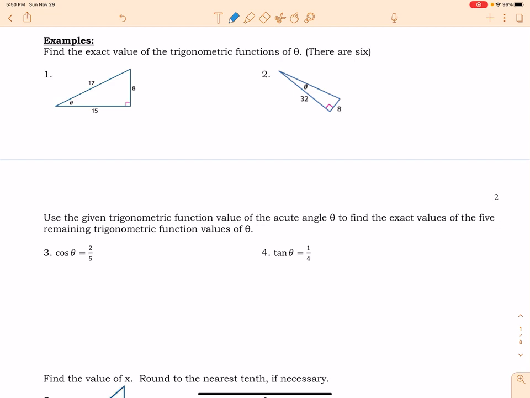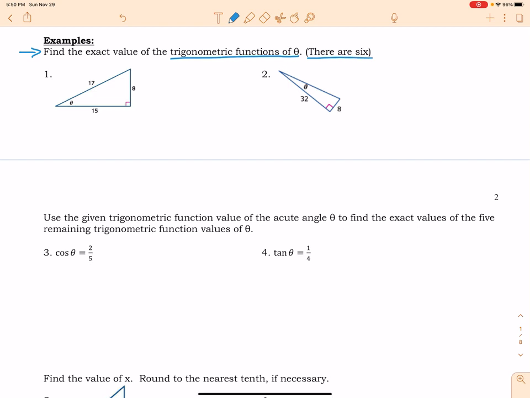All right, my pre-cal pumpkins, we are now going to start the examples at the bottom of page 1 of your notes, and we are going to make a connection between our right triangles and our trigonometric ratios that we talked about in our last video. So I want you to notice when we're looking at these examples, these first two, I'm telling you to find the exact value of the trigonometric functions of theta. And of course there are 6 of them.